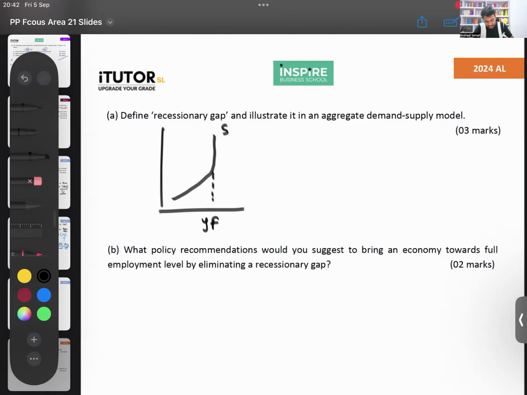And your aggregate demand curve is here. So you are at equilibrium over here. Your full employment level is here, but you are at equilibrium over here. So that is a recessionary output gap. So define recessionary gap, that is the same thing you all did before. What's a recessionary gap? Where you are at equilibrium below the full employment. There is unemployment in the economy. Draw the diagram and show.